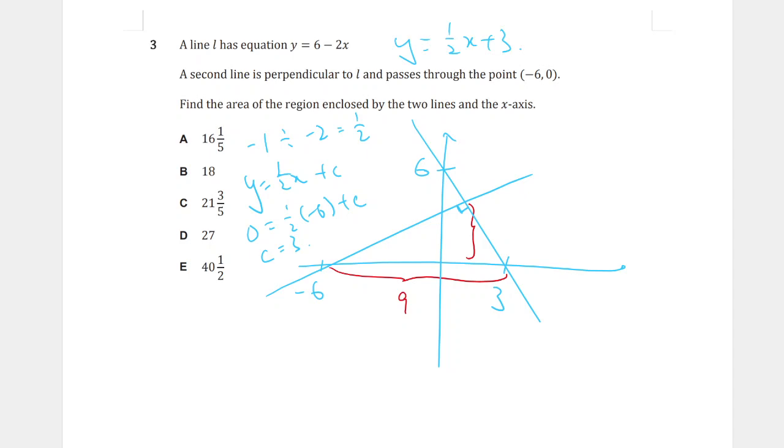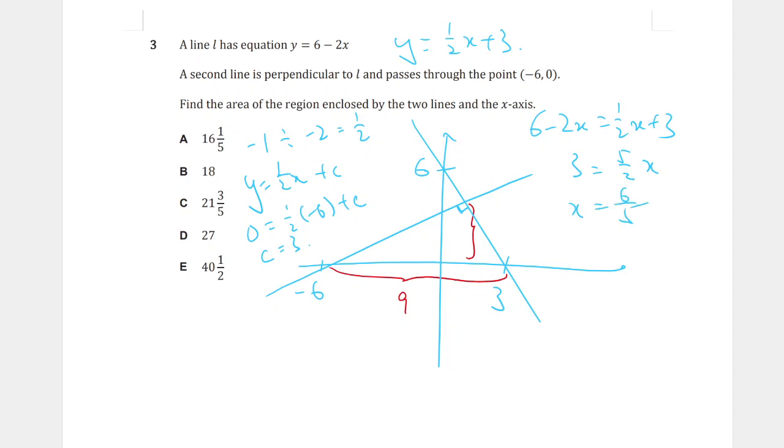So simultaneous. There are lots of ways of doing this. Let's just equate the y. So 6 minus 2x equals 1/2 x plus 3. So this is 3 equals 5 over 2 x. So x equals 6 over 5. Simple algebra from there.